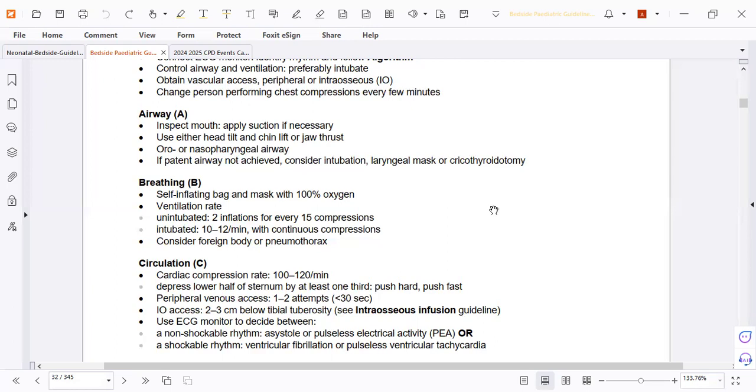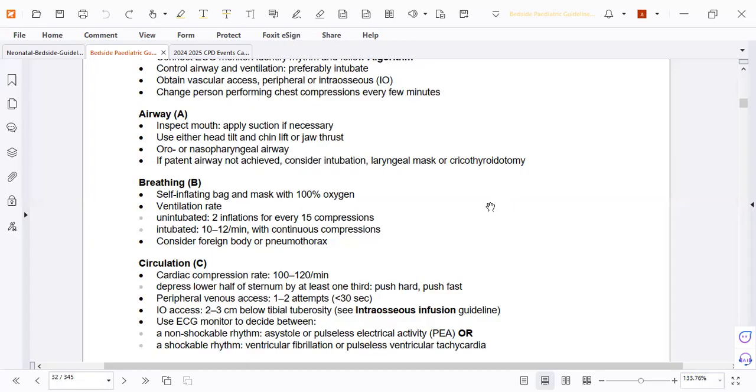Breathing, self-inflating bag and mask with 100% oxygen. Ventilation rate for an unintubated patient, you're going to use 2 inflations for every 15 compressions. So that's 15 chest compressions, then 2 inflations, okay, for an unintubated patient. If he was already intubated and the tube is in place, that's 10 to 12 per minute with continuous compression. So chest compression is going to be continuous, okay?